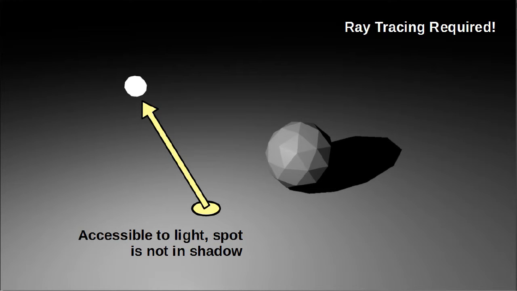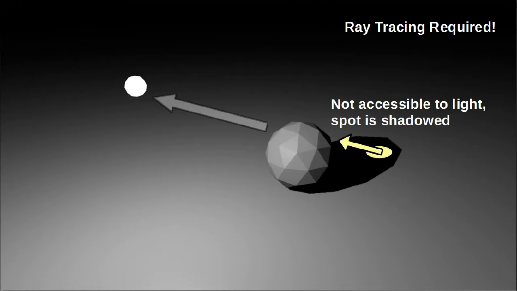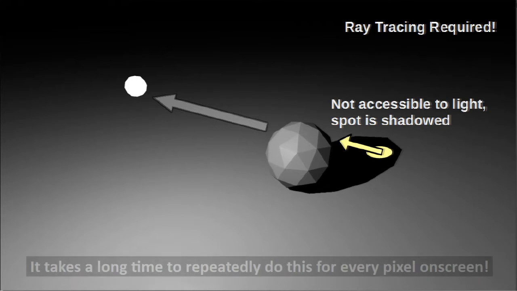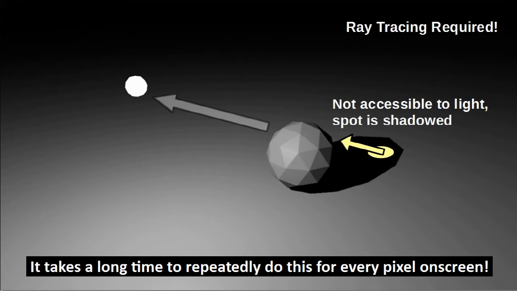In fact, for every pixel on screen, you're going to have to trace a ray back to the light and see if that ray is being occluded. This of course can be a slow and tedious process, which is why the method we're going to be talking about today was created.